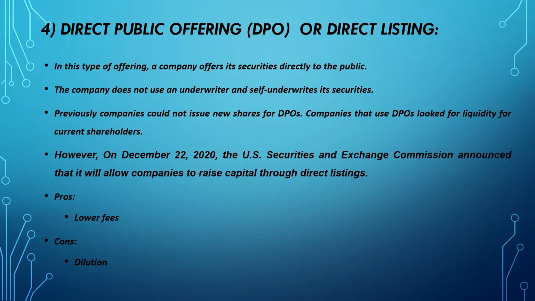However, on December 22, 2020, the SEC announced that it will allow companies to raise capital through direct listings. In other words, now private companies can raise capital and have an IPO without having to pay huge fees to investment banks. However, a negative point about direct listings is that issuance of new shares can lead to dilution of current shareholders' ownership.